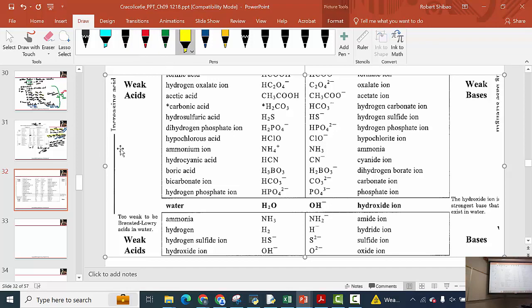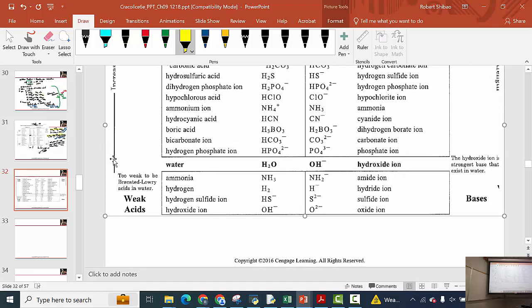So we can put that in words over here. These are too weak to be. Now, Bronsted-Lowry is the type of acid we're looking at. A Bronsted acid, or Bronsted-Lowry acid, is a proton donor. And so these are too weak to be Bronsted-Lowry acids in water. In other words, that hydroxide is not going to react with water. It would be too big of a hill to climb to form hydronium and oxide. And so these are so weak as acids we don't even really consider them acids, because it's too big a hill.